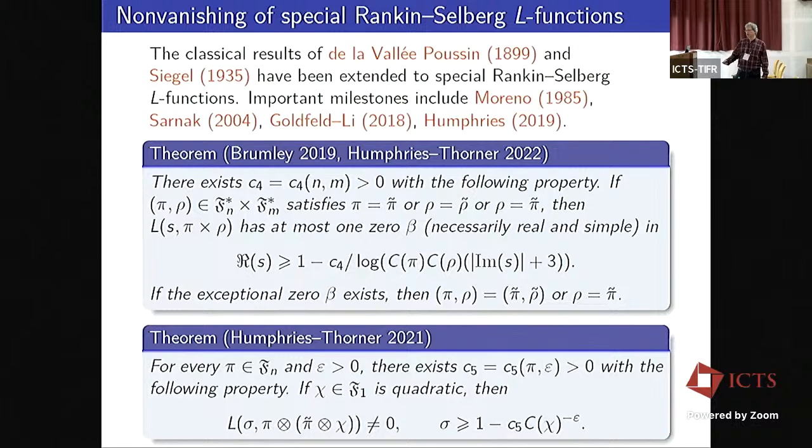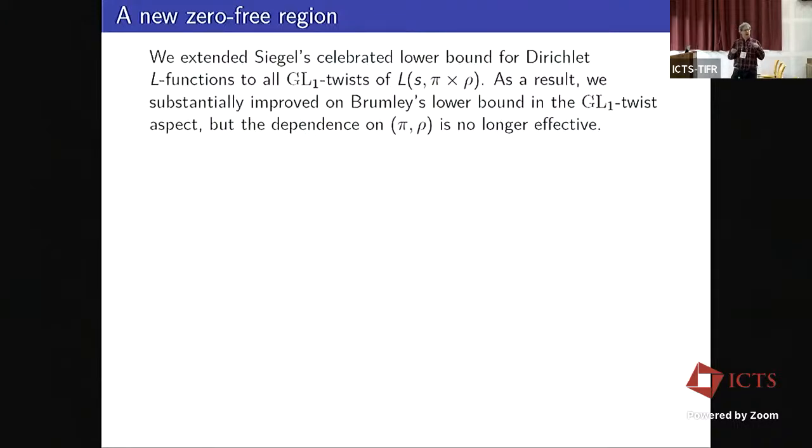Anyways, here I also display one generalization of Siegel's theorem for quadratic twists achieved by Humphries and Thorner in 2021, but this is again for a very particular family of quadratic twists. And now the message, if you want to take home some quick message from today's talk, is that Siegel's method, this non-effective method, works not only for quadratic characters, but it works for all characters, including the Archimedean aspect. So that was not observed before.